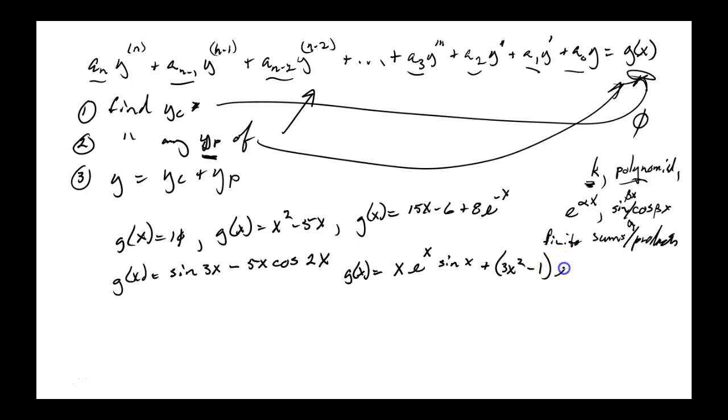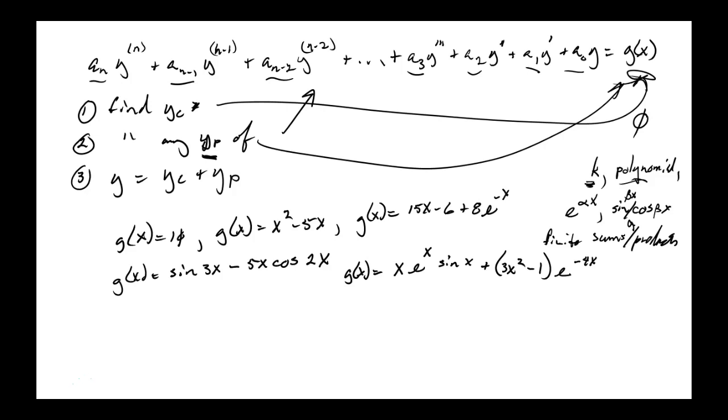Okay, this is times e to the minus 4x. Okay, now these are just made up possibilities. They're almost endless. Any product or sum of any of those: polynomial functions, constant functions, exponential functions, sine or cosine functions, any product or sum of any of those. Okay, that's what your g's can be.